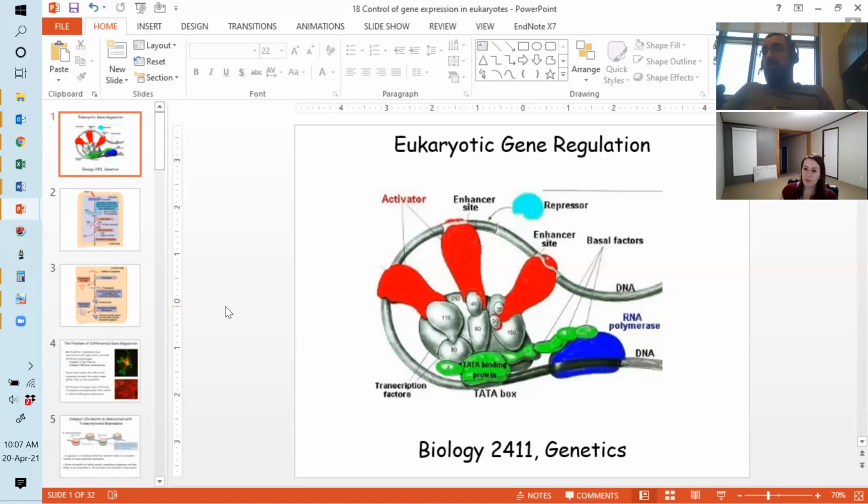And so if they're inside the cell, they're not going to be doing anything because they're not in a position to do their job. Similarly, as with mRNA, how long those proteins hang around for is another way of controlling their function.